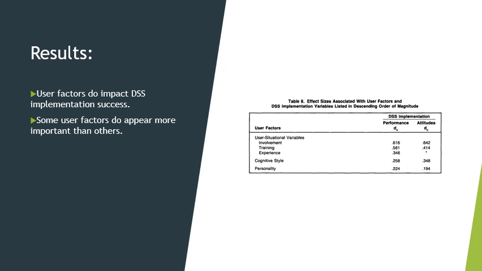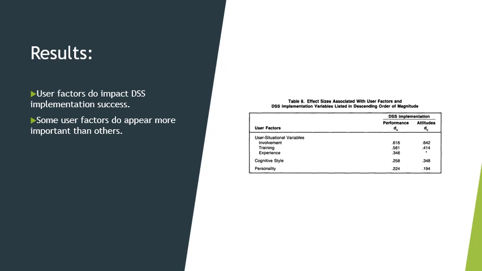From the obtained results, the user factors do impact the DSS implementation success. This table summarizes the observed average effect sizes, the magnitudes of which clearly show the impact of user factors on DSS implementation success. So these statistical results, however, show that the impact of user factors on DSS implementation success varies greatly, and that a large variation exists that remains unexplained. And some user factors do appear more important than others.